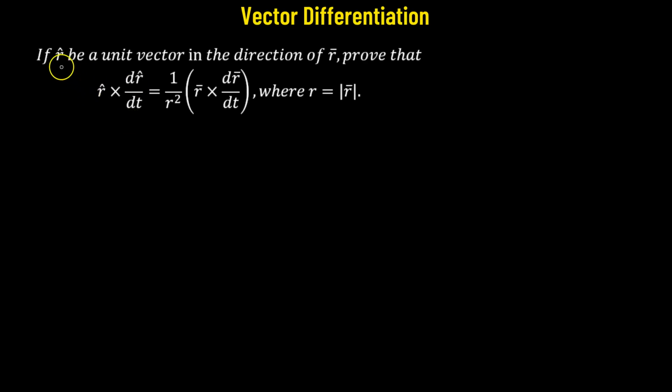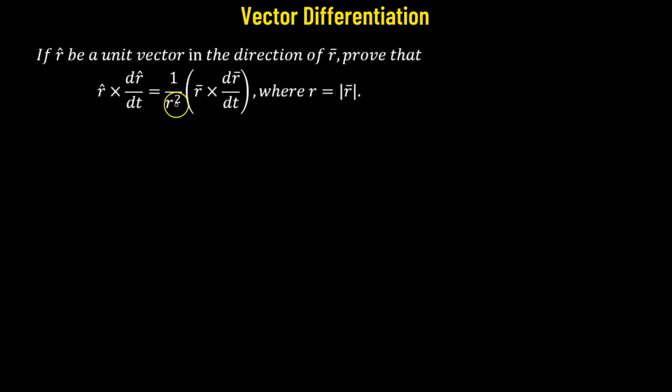We have a unit vector given by r cap. So this is in the direction of vector r. We need to prove the following. So we'll have to take the cross product between the unit vector r with the derivative of the unit vector r with respect to t, where t is a parameter.